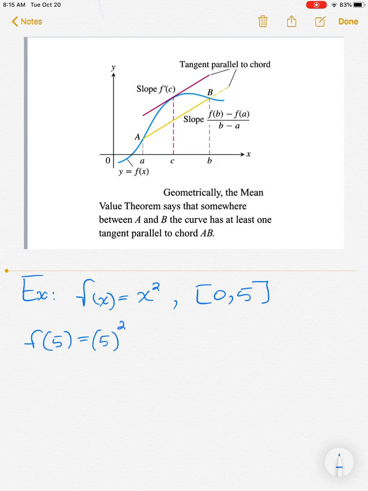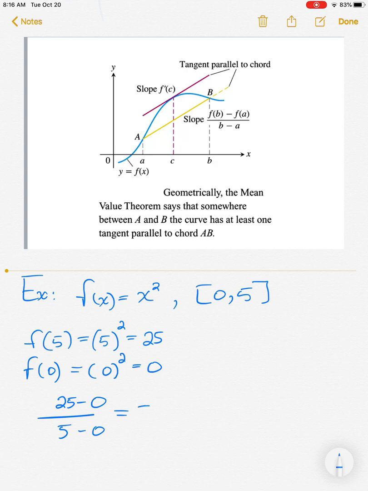So we have f of 5 is equal to 25. f of 0 equals 0. Now calculating the slope, you're taking the change in the y values over the change in the x values. And that gives us 5. Alright, so that's from the algebra standpoint.